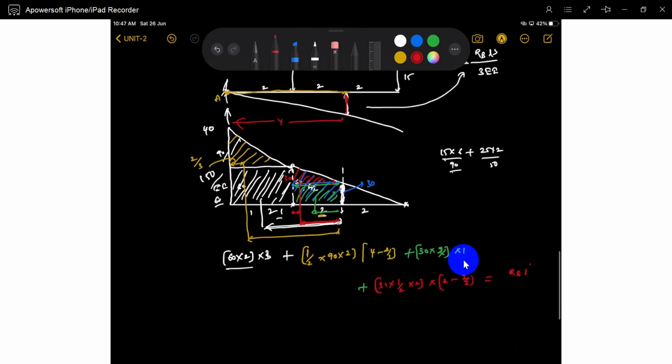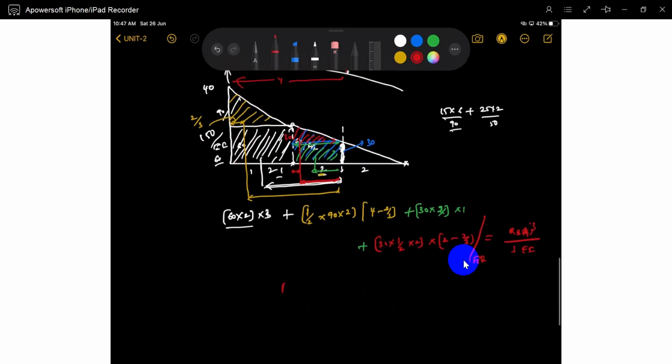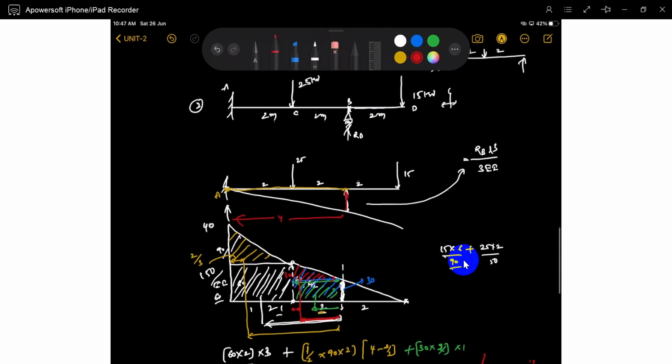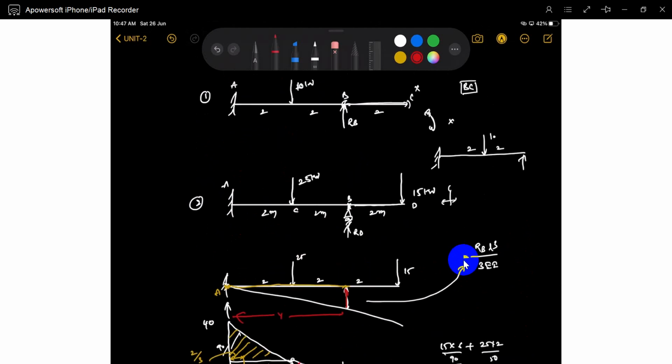This is 4 RB, 4 cube by 3EA. So everything is divided by EA because of the curvature there. So choose it and write down the RB. RB is what? 22.14. That's it. Once you got the RB, you can easily calculate the shear force and bending moment diagram.